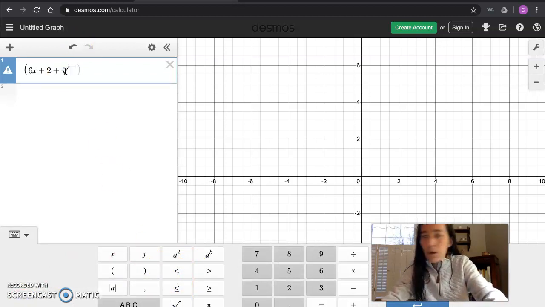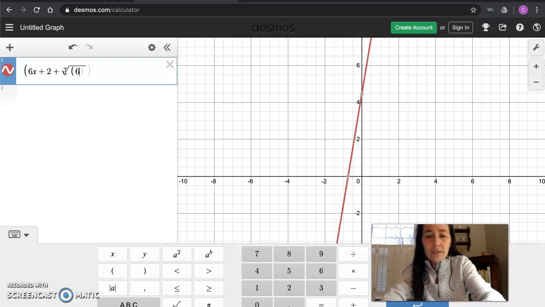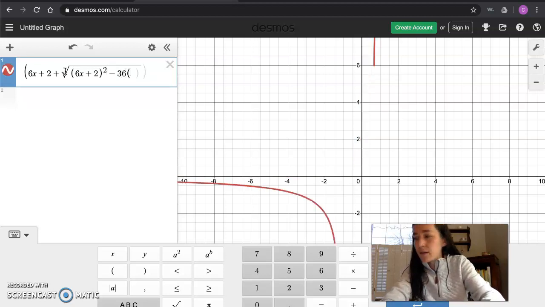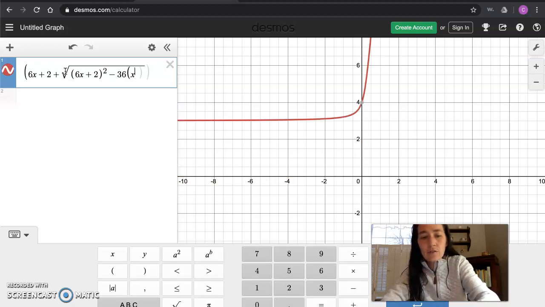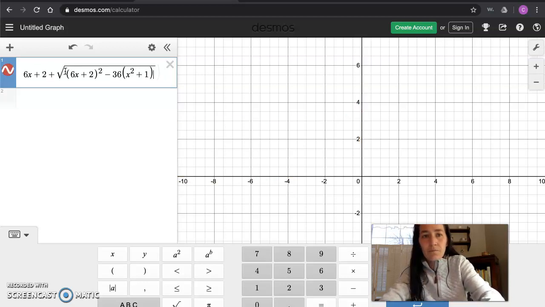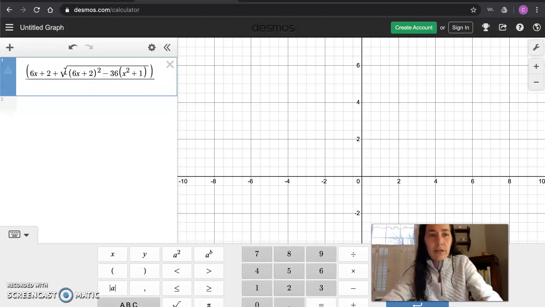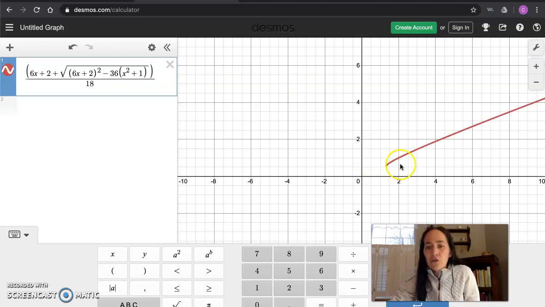make that a plus. What was in there? 6x plus 2 squared. Are you guys getting excited yet? Minus 4 times 9, so 36, and then x squared plus 1. Okay, and then I'll close the parentheses on the outside, all over, I hope I typed this in right, all over 18. And here's the positive side. You get one half of a tilted parabola, as we had expected from the discriminant.